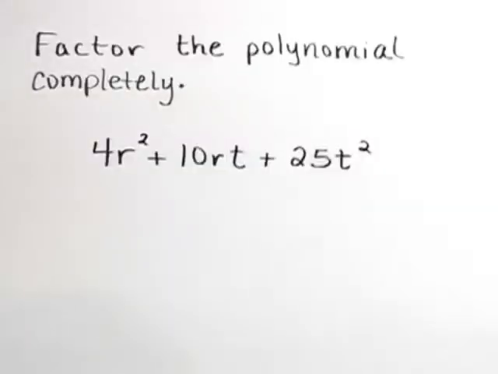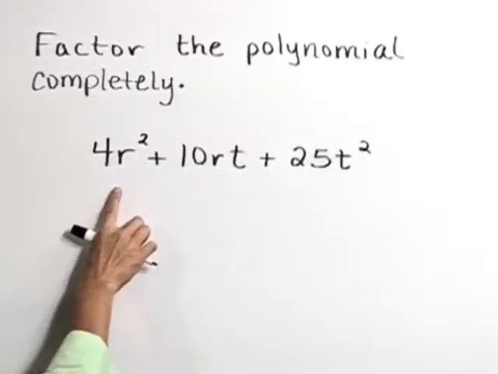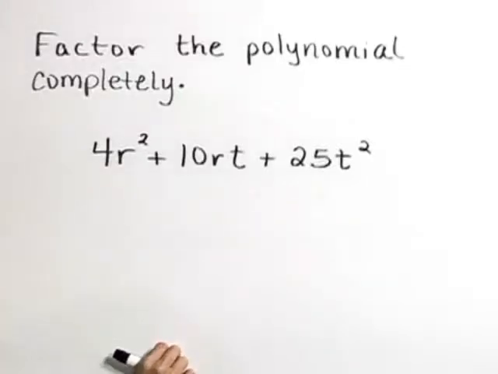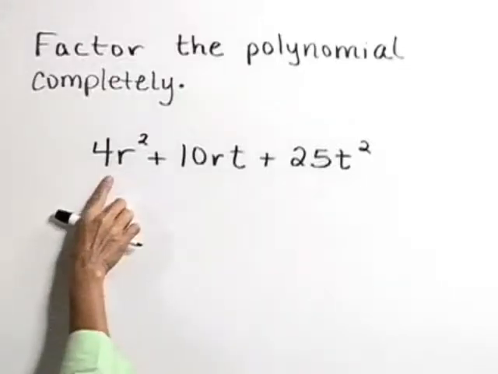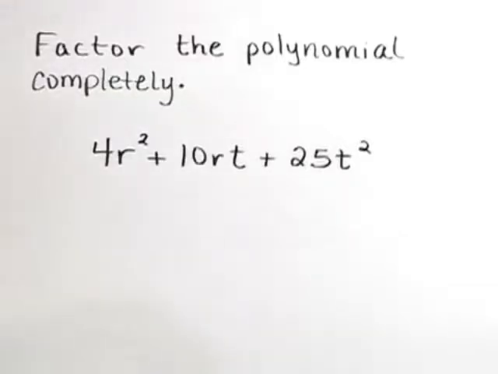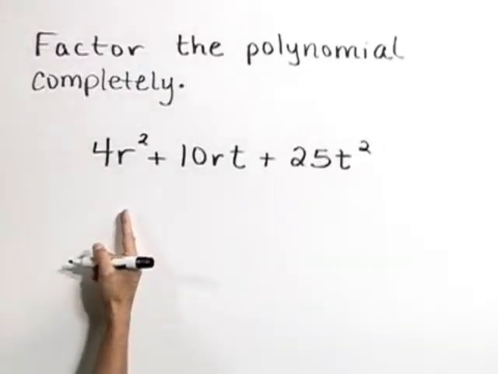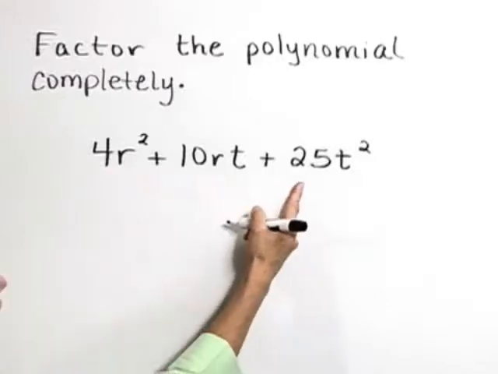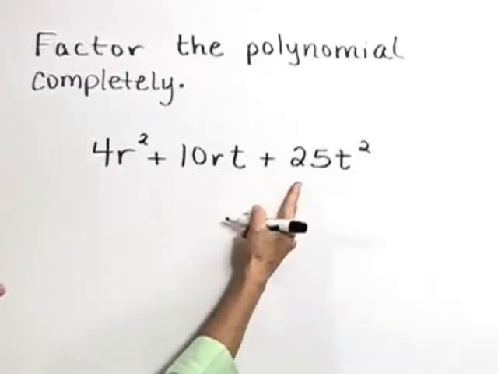Factor the polynomial completely: 4r squared plus 10rt plus 25t squared. We might try to pull out a greatest common factor first, but we notice that there isn't one. The second thing we might try is to see if this factors as a binomial squared. In other words, is this a perfect square trinomial?